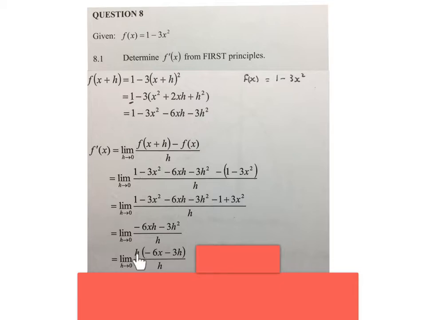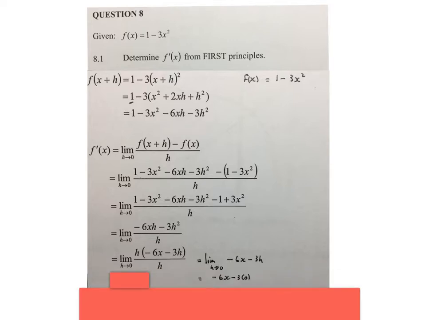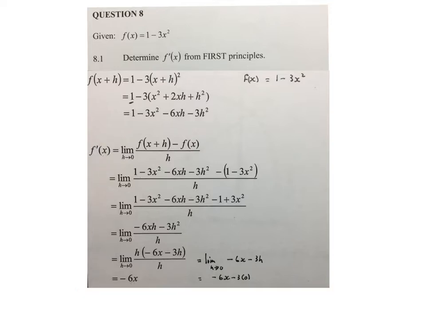Factorize the h out at the top so we can cancel them. Then cancel them. Replace the h with 0 and drop the limit. Your final answer is minus 6x. So f accent of x is minus 6x. Please stop the video and get your brain around all these calculations and writing.